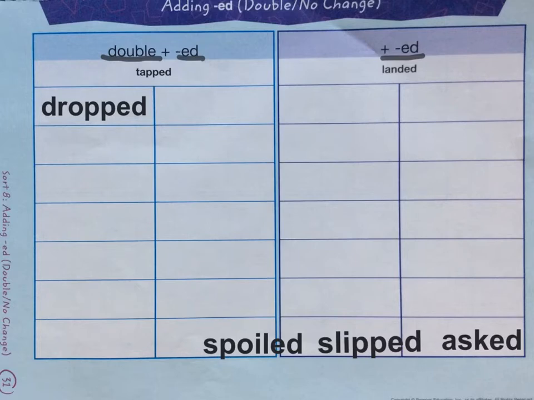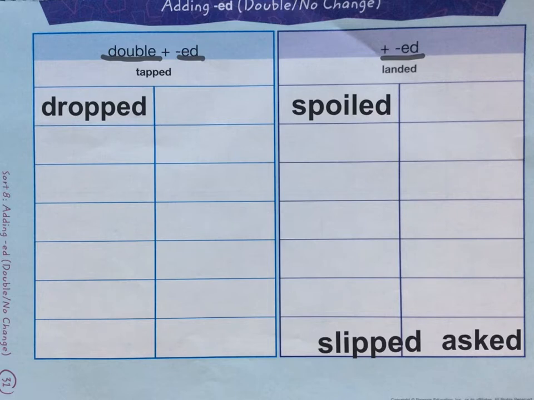Now find the word spoiled. I spoiled the book by telling someone how it ended before I was done reading it. Well, sure enough, we have the base word spoil. And since we just simply added an ed to the base word spoil, we're going to put spoiled under adding an ed.